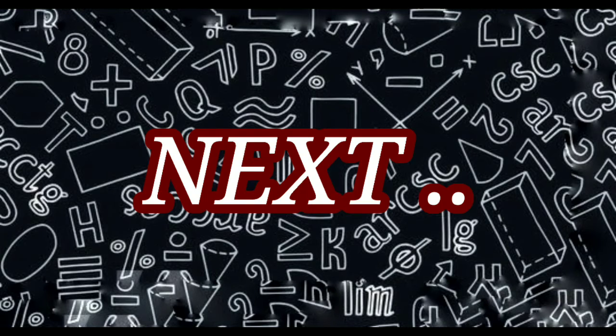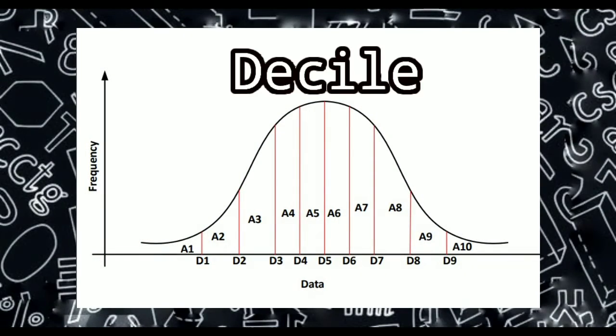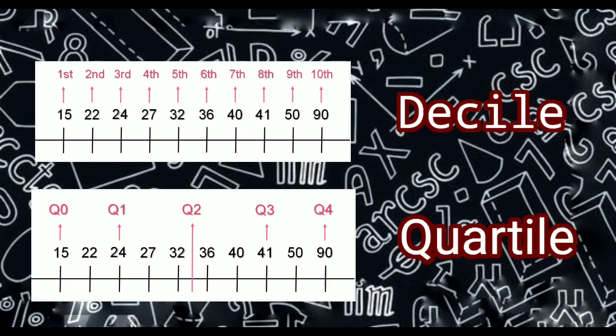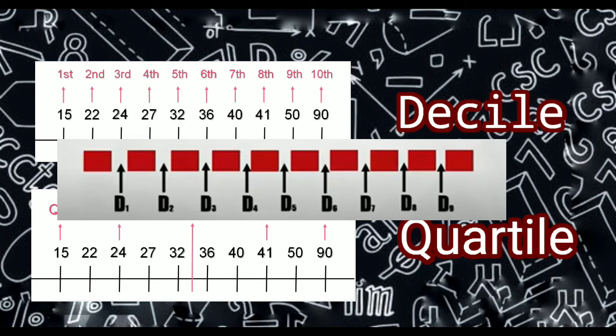So let's move on to the next topic, guys, which is the decile. What comes to your mind when you hear the word decile? Decile is similar to quartile, but quartile sorts the data into 4 equal parts, while decile sorts the data into 10 equal parts. So the deciles are the 9 points which divide the distribution into 10 equal parts.